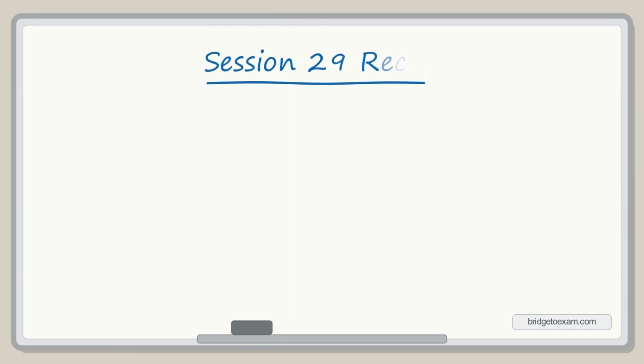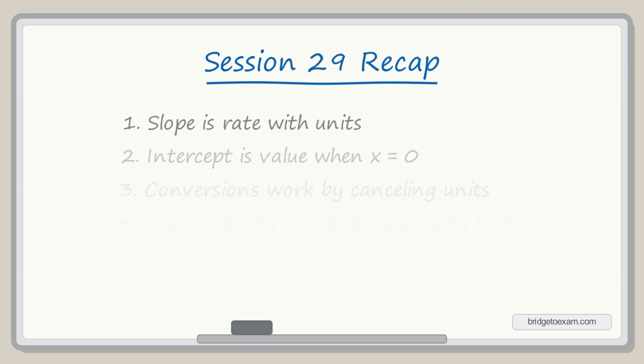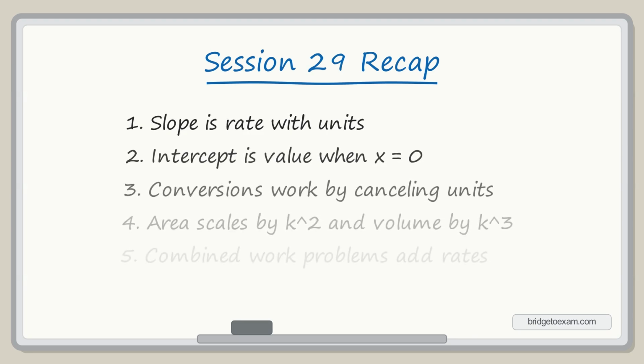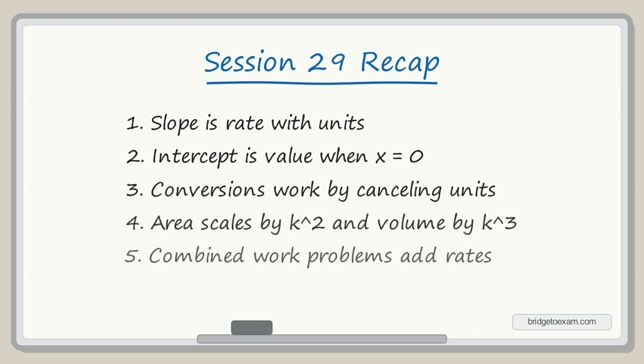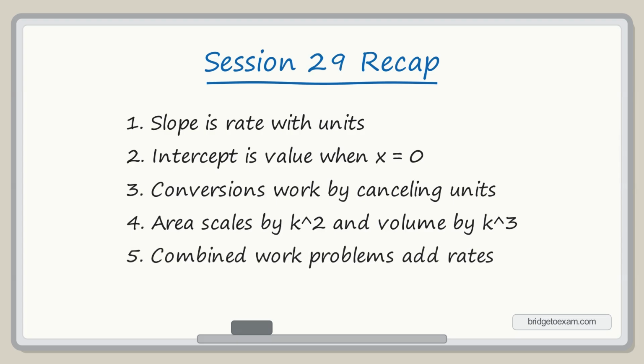Session 29 recap. Slope is a rate with units. Intercept is the value when x equals 0. Conversions work by canceling units. Area scales by k squared, volume by k cubed, and combined work problems add rates.